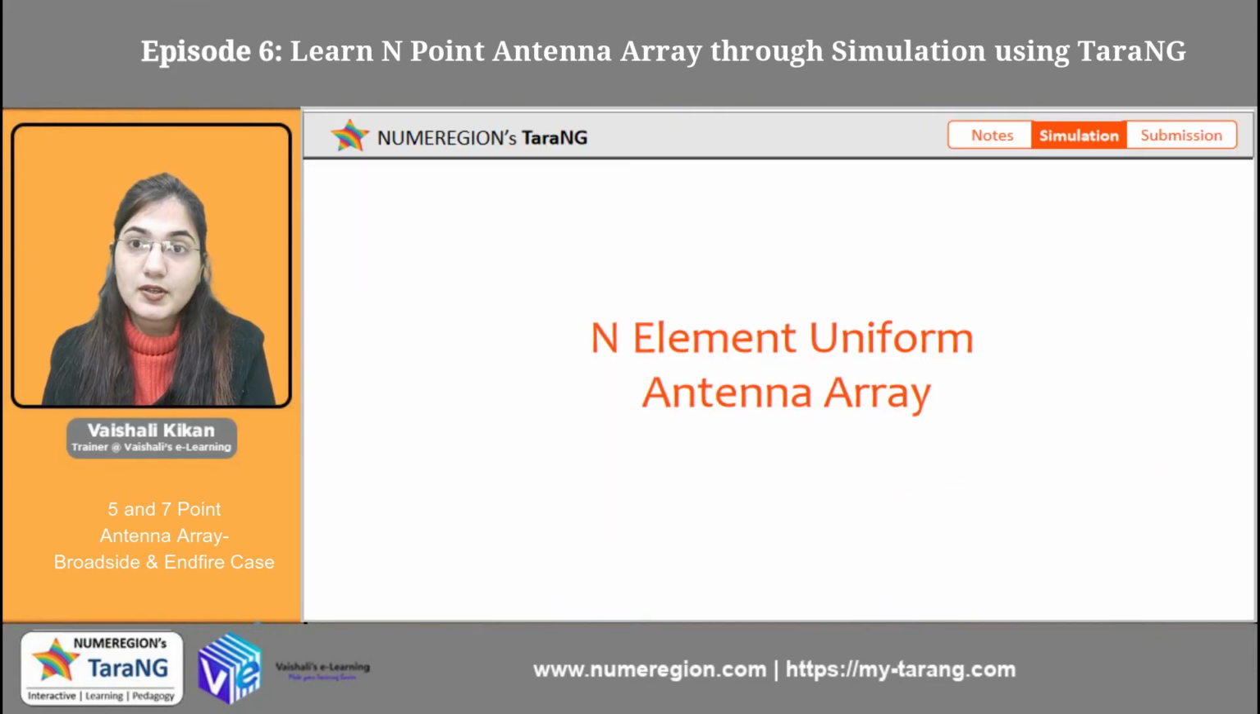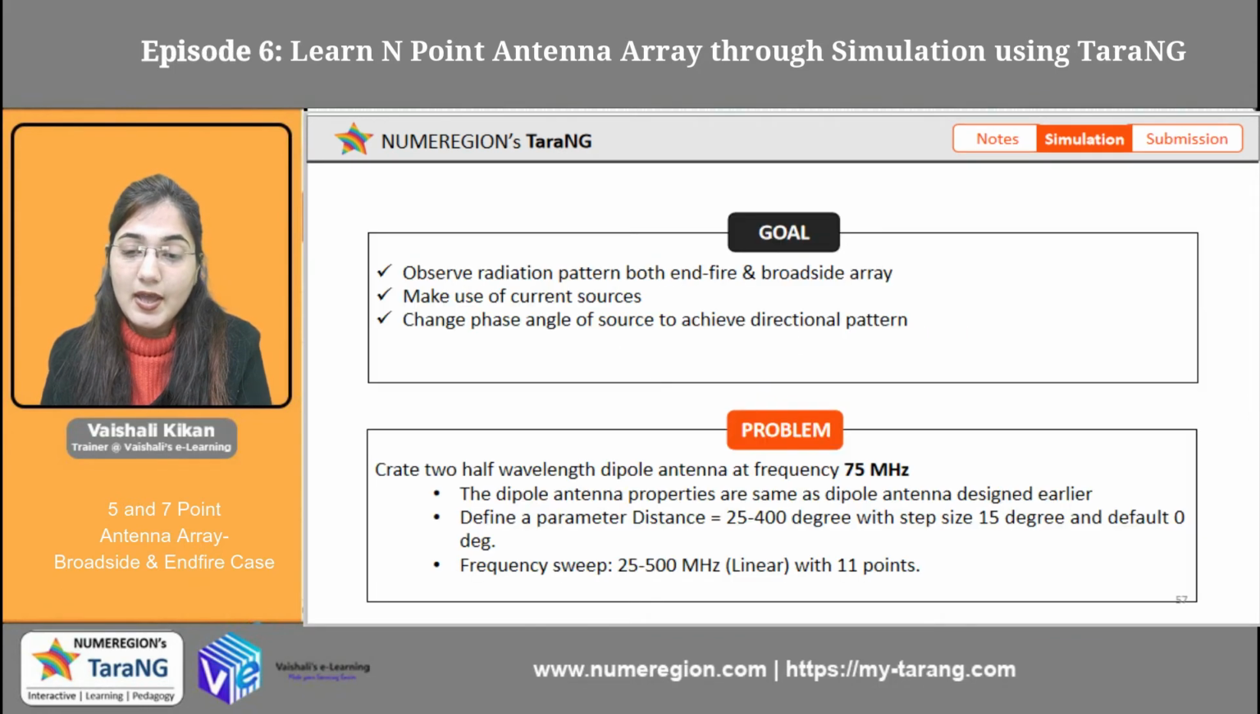So we are going to observe the theory part of n-point uniform antenna array. We have made the n-element antenna array and we have observed the radiation pattern for both end-fire and the broadside array with the help of the current sources. I have changed the phase angle of the source to achieve the directional pattern. We have observed the half wave dipole antenna at the frequency 75 megahertz, and we have the same dipoles that we had designed earlier. I hope you remember how we designed the previous dipole antennas, right? So the distance parameter was 25 to 400 degree with the step of 15 degree and the default 0 degree.